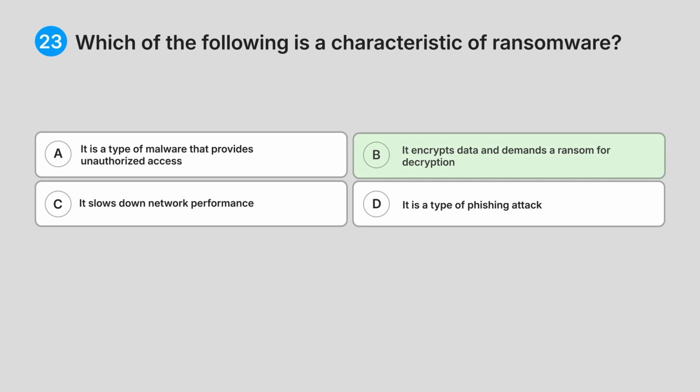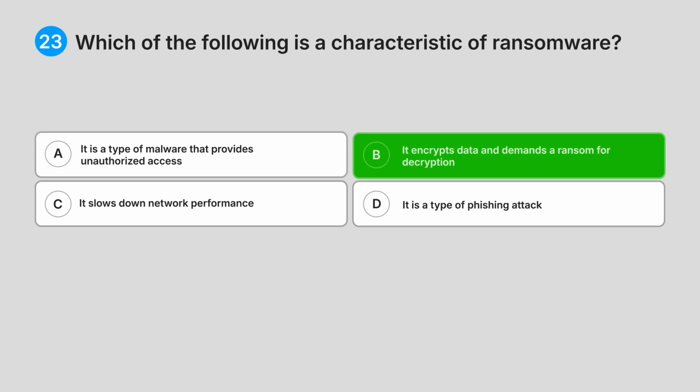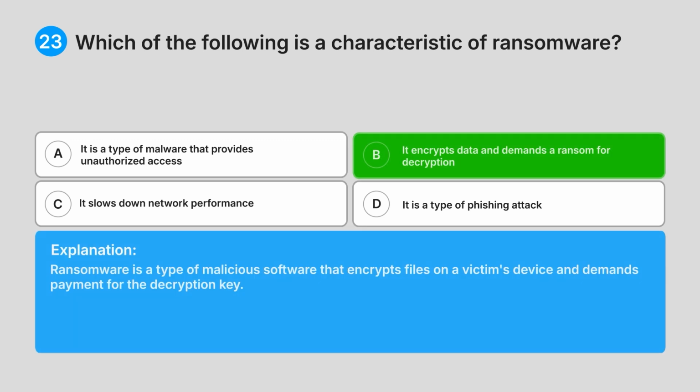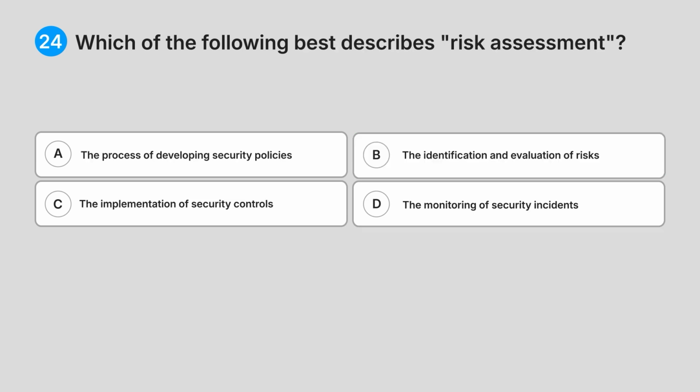Correct answer: B. It encrypts data and demands a ransom for decryption. Explanation: Ransomware is a type of malicious software that encrypts files on a victim's device and demands payment for the decryption key. 24. Which of the following best describes risk assessment?